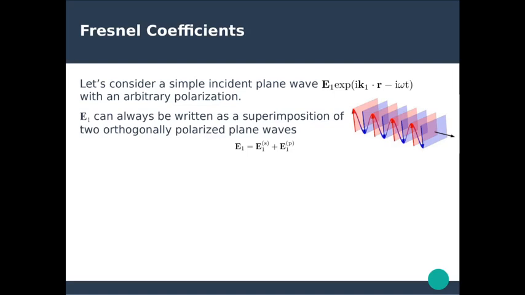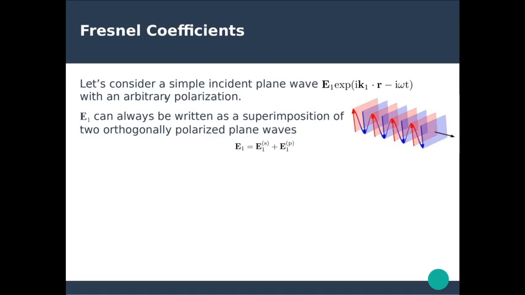So let's consider, for instance, a simple case of a plane wave, which has a certain field strength, an amplitude E1. It's in an exponential form, propagating along k1. So k1 is the wave vector. It gives you the propagation direction in general, with a certain frequency omega. So it's oscillating at the frequency omega, propagating along a certain direction k1, and it has a certain amplitude, the amplitude of the wave, which is given by E1.